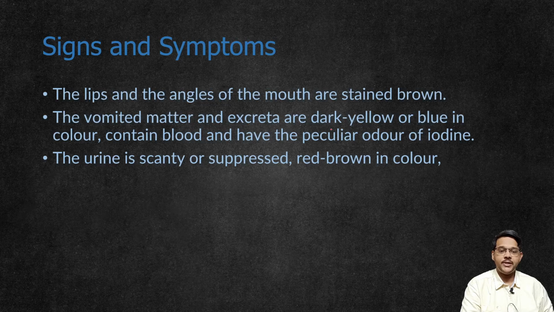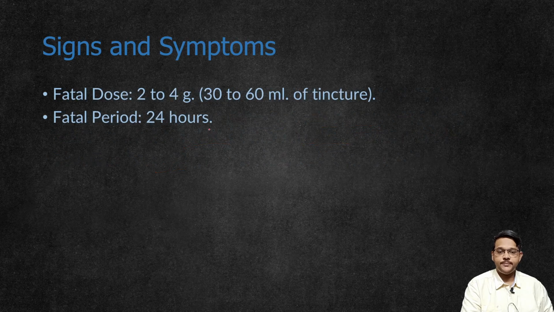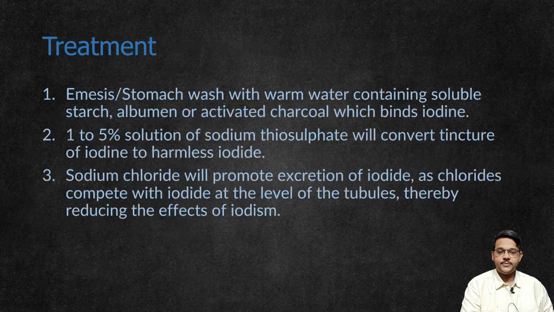The vomited matter and excreta are yellow or blue in color, iodine stained, contain blood, and have the peculiar odor of iodine. Urine is scanty, suppressed, or red brown in color. Fatal dose of iodine in pure form is 2 to 4 grams. If tincture of iodine is consumed, it is about 30 to 60 ml. Fatal period is 24 hours.